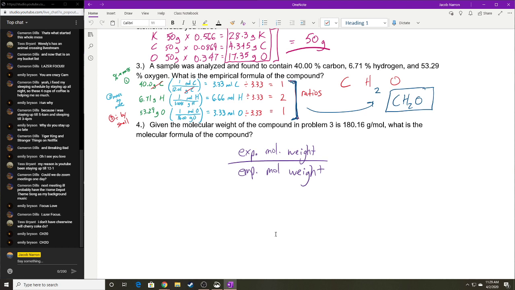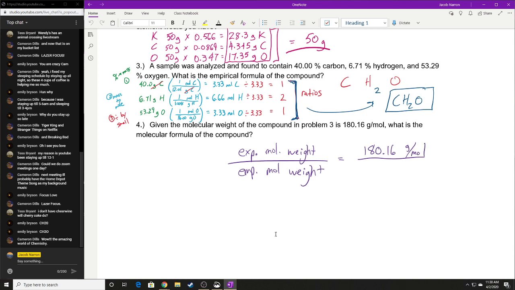So experimental molar weight, they just gave it to us. They said, well, it's 180.16 grams per mole. But the empirical molar weight, we got to do just a little bit of work with. So we look at our formula, CH2O, and we can say, well, this is 1 times 12.01. Hydrogen is going to be 2 times 1.008. And then oxygen is going to be 1 times 16.00. All right, we'll add all this together, and we'll have a number here in a moment.